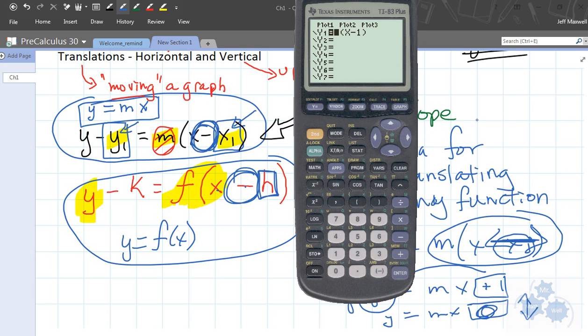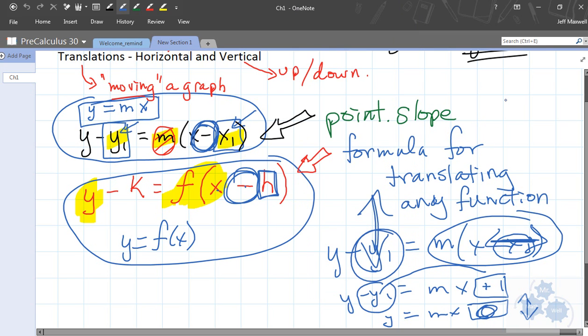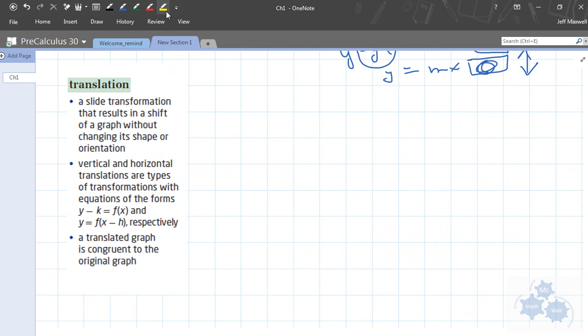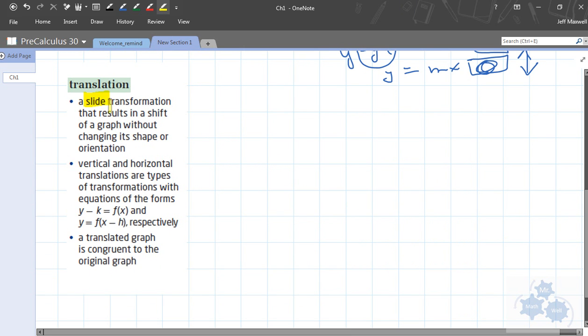Okay? So why don't we just take a moment and write that out. If we look at the definition of a translation, it's a slide or a movement that results in a shift of the graph without changing the shape, or its direction of opening. It's not twisting it. It's just a slide, either left, right, or up, down. Now this is where it gets important: the vertical and horizontal translations are types of transformations that are affected by a change in the equation. And this is the one we just talked about.